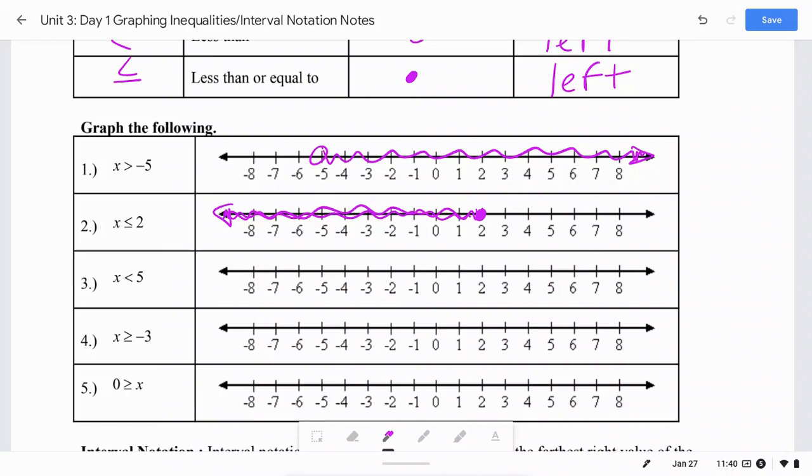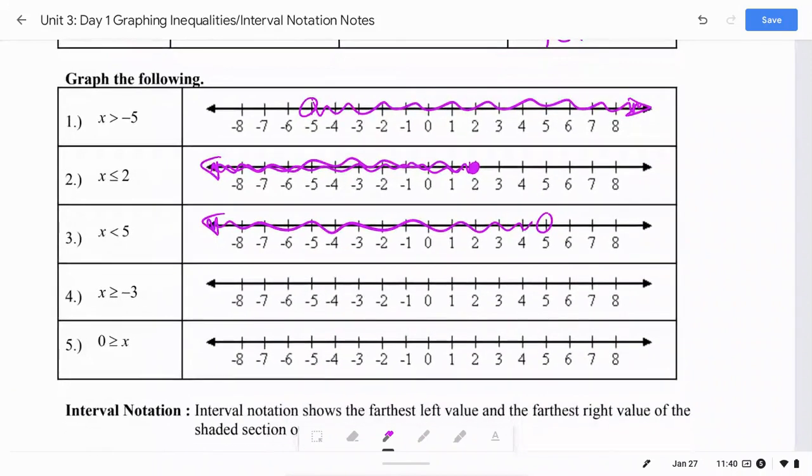For x < 5, it's going to be an open circle on 5, shaded to the left with an arrow. For x ≥ -3, it's going to be a closed circle on -3 and everything shaded to the right with an arrow.